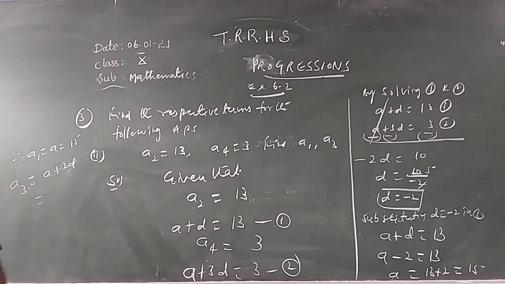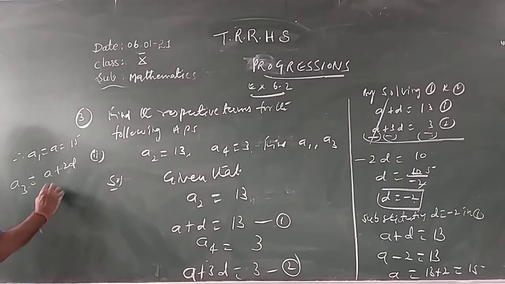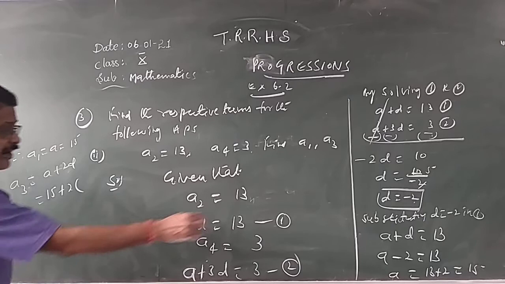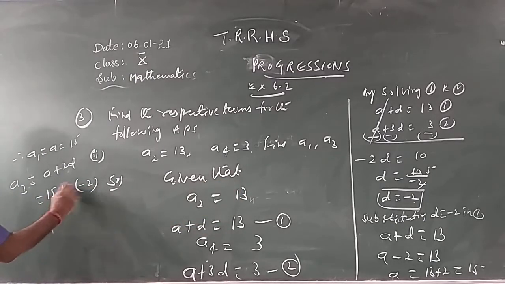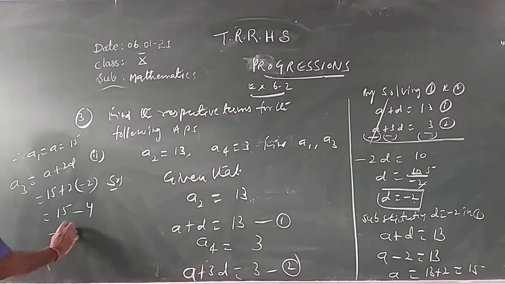Fourth term is A plus 3D, fifth term is A plus 4D, sixth term is A plus 5D, seventh term is A plus 6D, 10th term is A plus 9D. Like that, A3 is A plus 2D. So the A value is 15 plus 2 into the D value, which is minus 2. 15 plus 2 into minus 2 is 15 minus 4, which is 11. So A3 is 11.